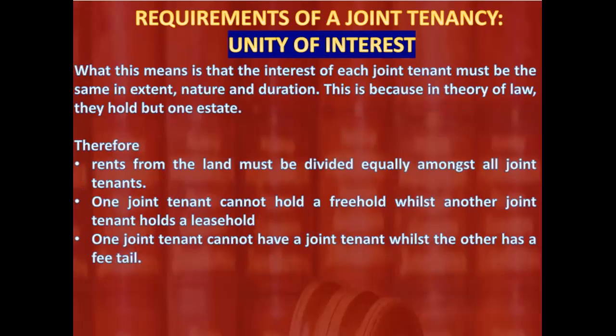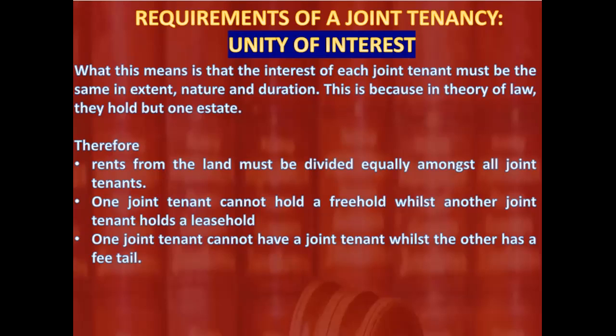What we mean is that the interest that each joint tenant has must be the same in extent, it must be the same in nature, and it must be the same in duration. This is because they all hold as one estate. So you can't have a situation whereby one joint tenant has a leasehold and the other joint tenant has a freehold. You can't have a situation whereby one joint tenant has a fee simple and the other has a fee tail. It's not possible. So, for unity of interest to exist, the interest of each joint tenant must be the same in extent, the same in nature, and the same in duration, because in law, they all hold one estate.